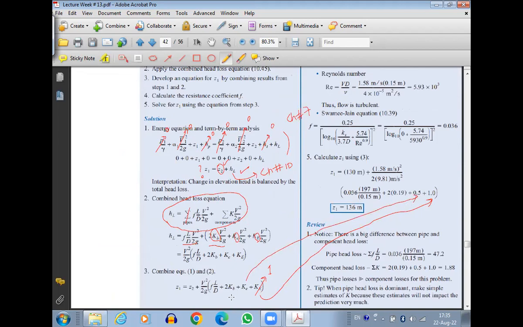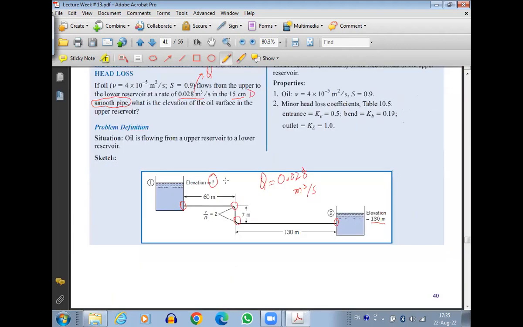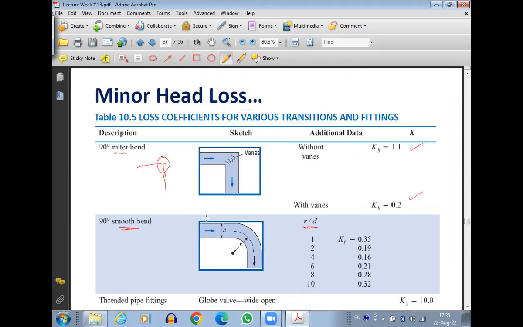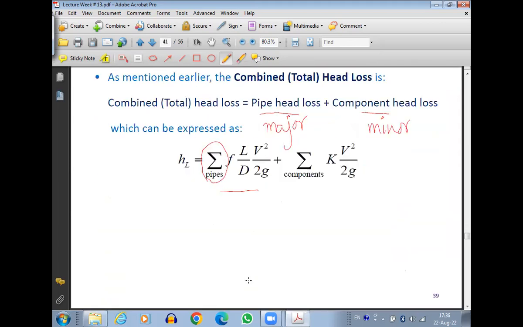Okay. Now for the case of bend. If you look here, it is mentioned for the case of bends that R by D is 2. So now let's see 90 degree bend. This is a 90 degree smooth bend. R by D is 2. It is 0.19, right? So you can see here.